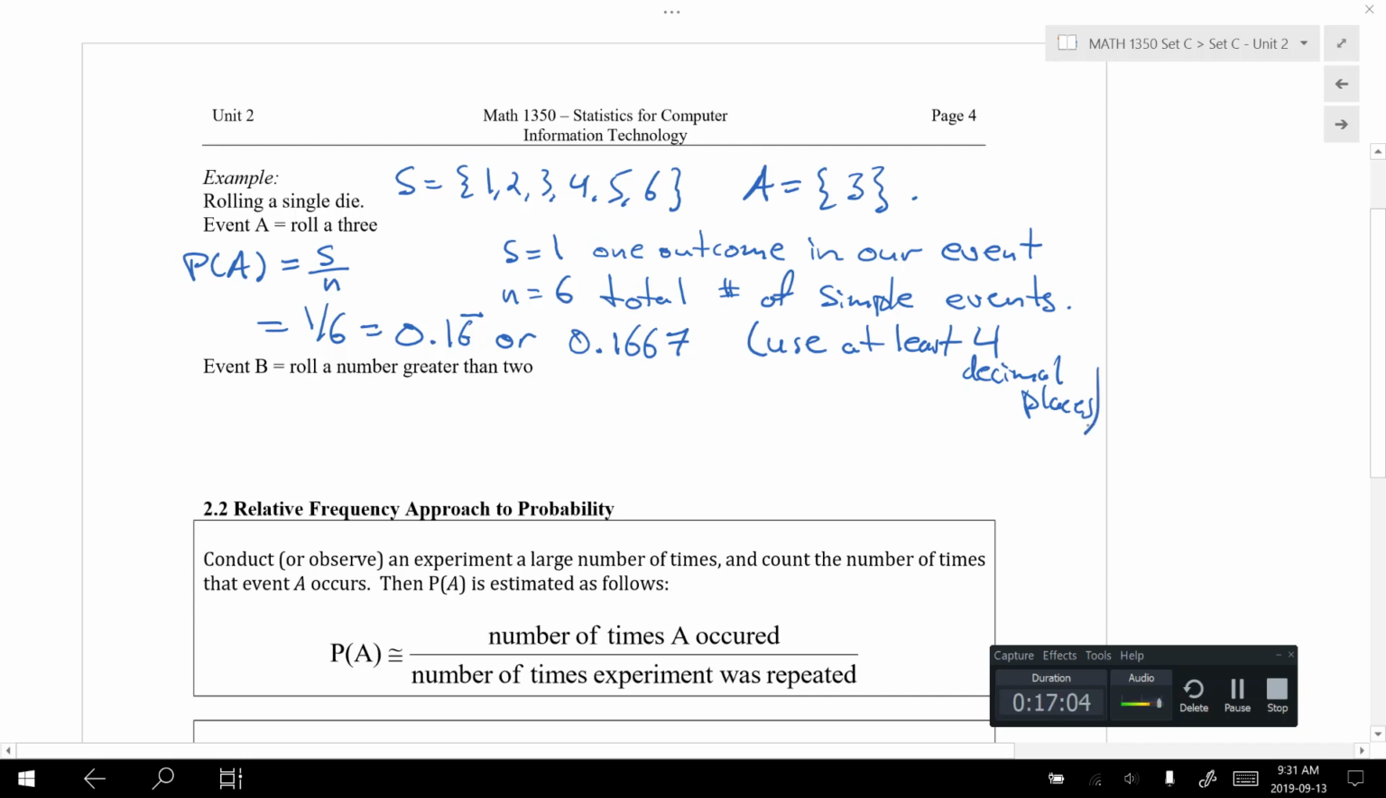Okay, we could do another one. We can consider the event B, roll a number greater than 2. So this is a little bit larger. Rolling 3 is greater than 2, but so is 4, 5, and 6. Here we have a total of 4 outcomes in our event. N is still 6. And so the probability of B is 4 over 6, or 2/3.